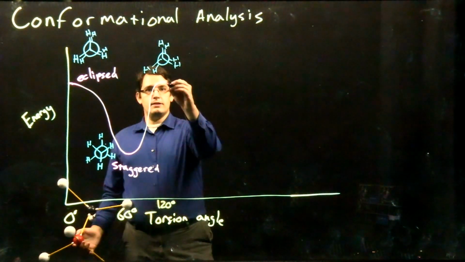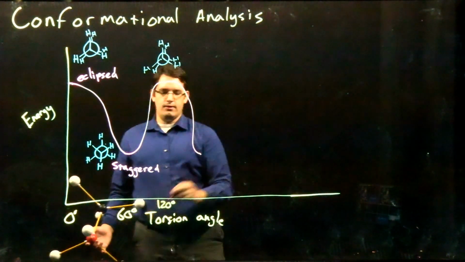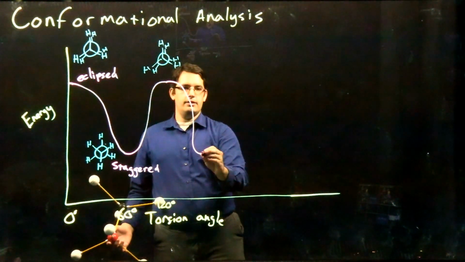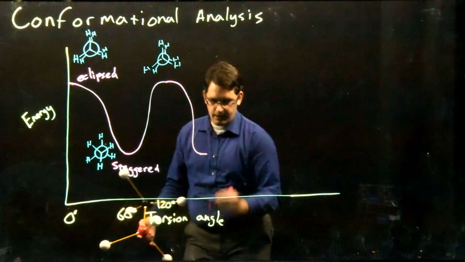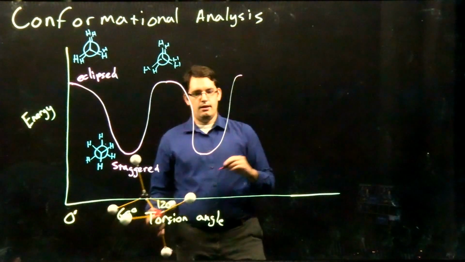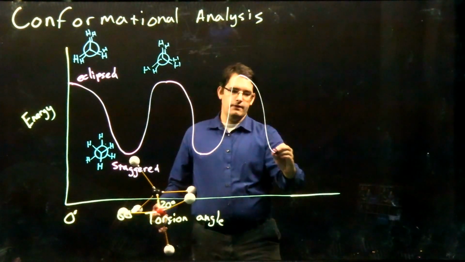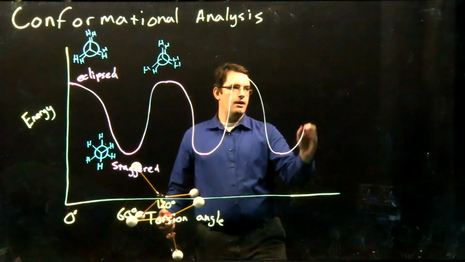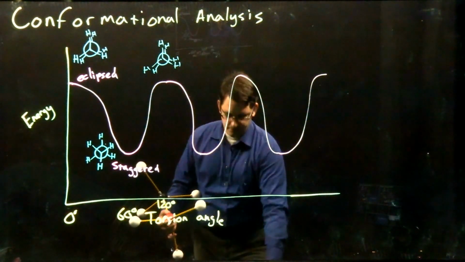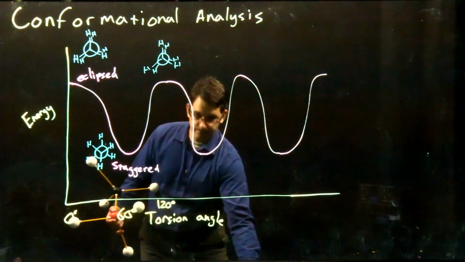So my diagram will continue, essentially as a sine wave. We drop to our low energy staggered conformation at 180, back to our high energy eclipsed at 240, staggered at 300, and then of course at 360 we return to our original conformation.